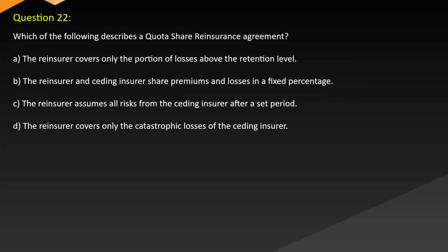Question 22. Which of the following describes a quota share reinsurance agreement? A. The reinsurer covers only the portion of losses above the retention level. B. The reinsurer and ceding insurer share premiums and losses in a fixed percentage. C. The reinsurer assumes all risks from the ceding insurer after a set period. D. The reinsurer covers only the catastrophic losses of the ceding insurer.